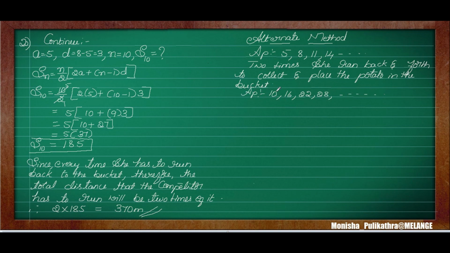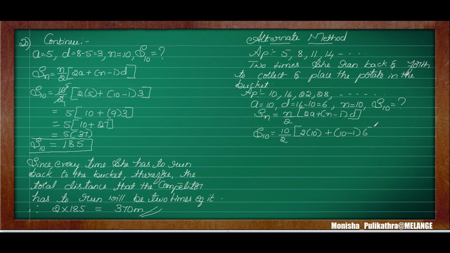So starting itself we need to multiply the distance by 2. So here the first term will be 10. The common difference will be 16 minus 10, that is 6. Next, again 10 potatoes itself, so n is equal to 10 and we need to find S10, because there is a total of 10 potatoes. So apply the Sn formula, n by 2 into 2a plus (n minus 1) into d. So S10 is equal to 10 by 2 into (2 into a, that is here a is 10, plus n is 10 minus 1 into d is 6).